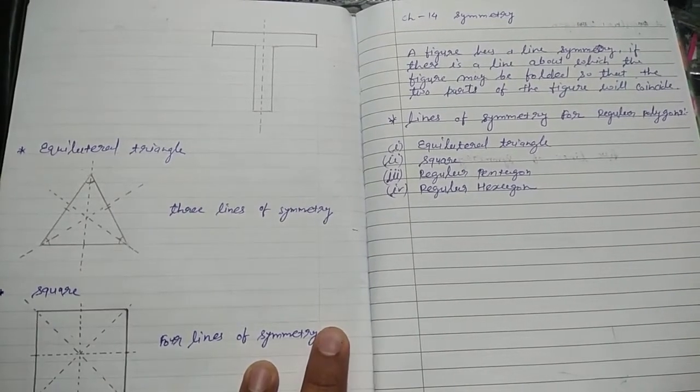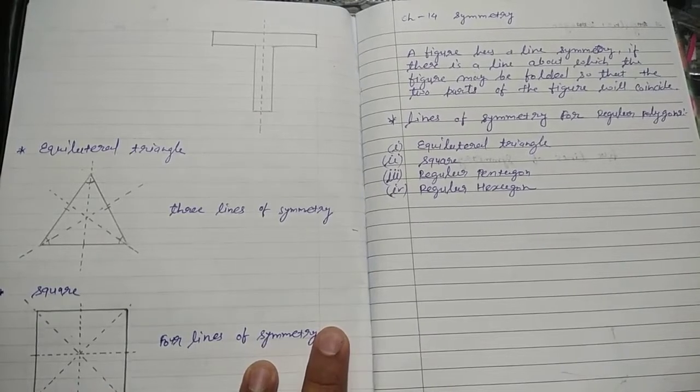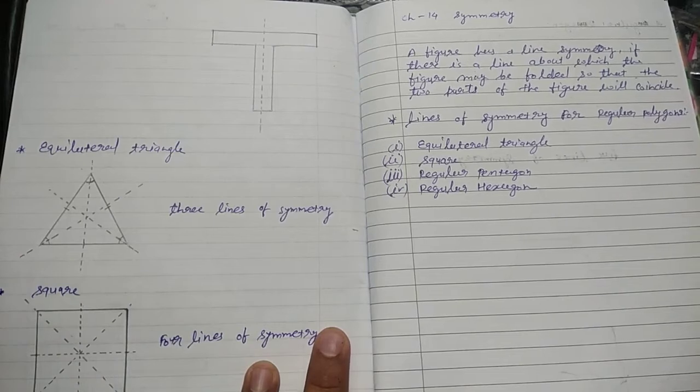Hello students, let's learn new chapter number 14, Symmetry. Symmetry is a most important geometrical concept. This chapter is from the geometric branch of mathematics.